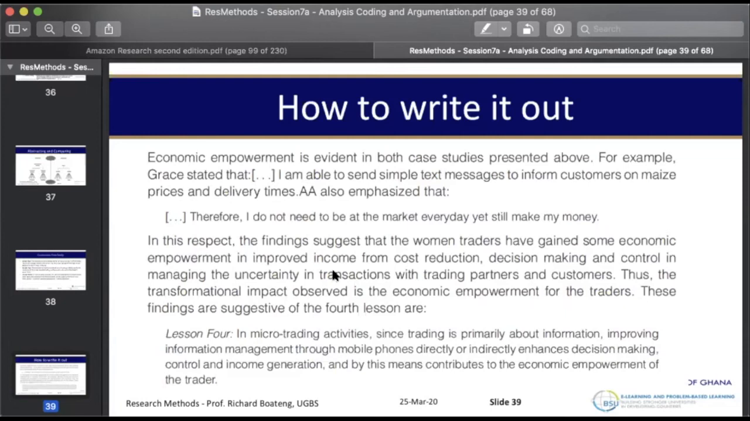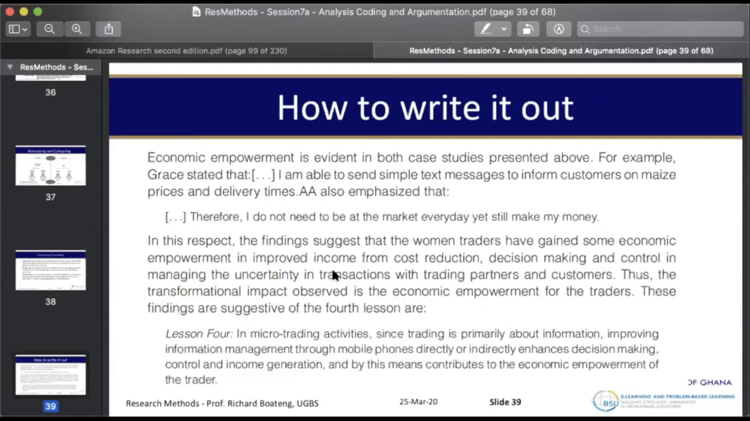So look at this one. Economic empowerment is evident in both cases presented above. That means that he's doing cross-case analysis, comparing the two cases. Then he gives an example. For example, Grace stated that I'm able to send simple text messages to inform customers on maize prices and deliveries. And Antiochusia also emphasizes that, therefore, I do not need to be at the market every day. Yet I still make my money. What has he done here? He has emphasized that economic empowerment can be inferred from what Grace says, and what Antiochusia says.